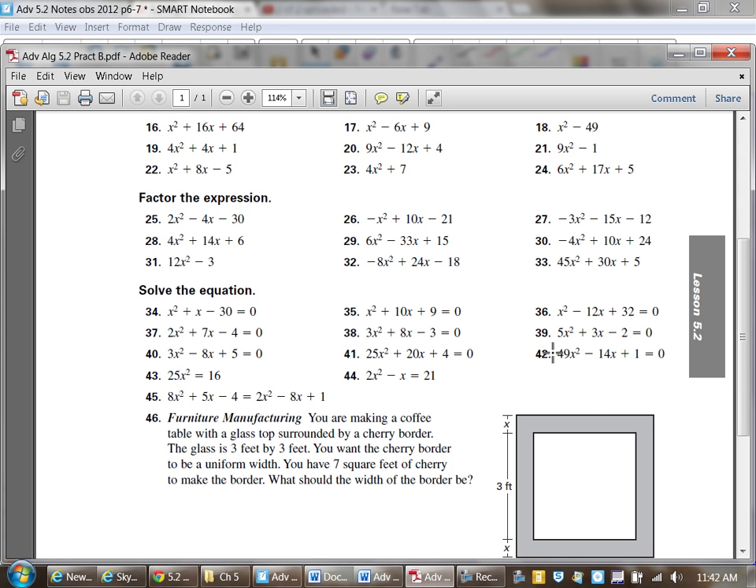Yeah. Excuse me. Just route my calculator.